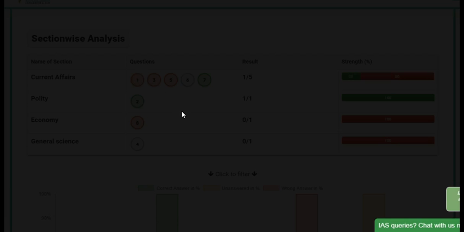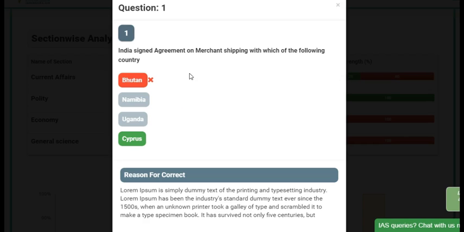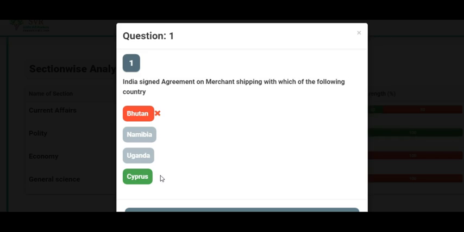First, go to question number 1. The question is: India signed an agreement on merchant shipping with which of the following countries? The correct answer is Cyprus. The Cyprus nation often comes in the news because Cyprus is controlled by 2 sections. One part is backed by Greece and another part is called Turkish Cypriot.